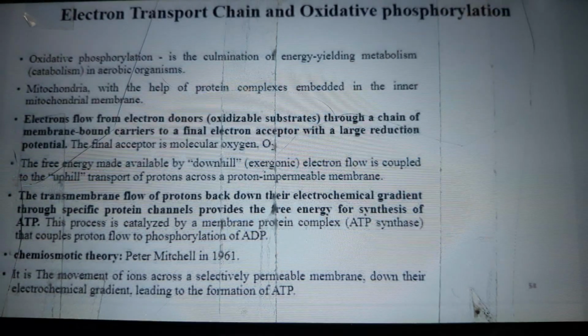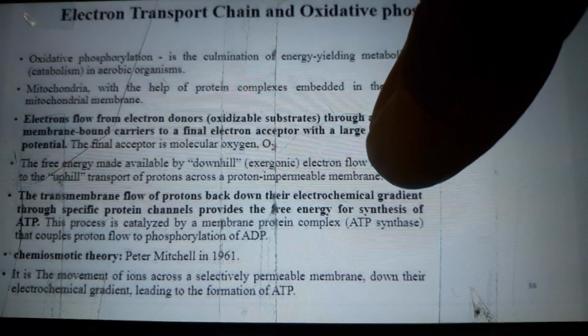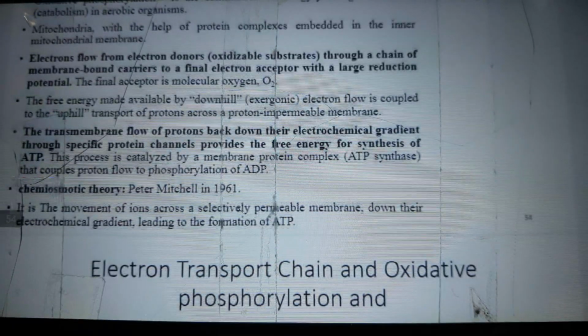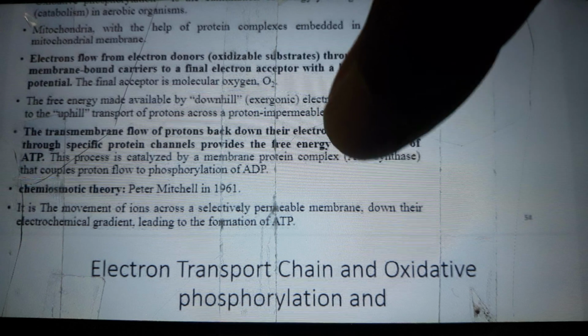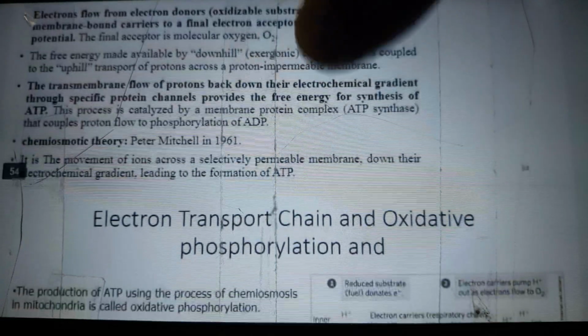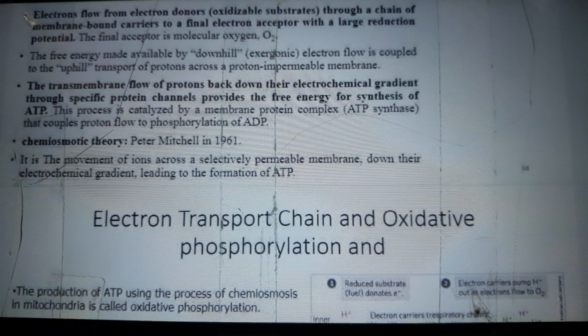Electron-transport chain and oxidative phosphorylation. Oxidative phosphorylation is the culmination of energy-yielding metabolism, catabolism, in aerobic organisms. It occurs in mitochondria with the help of protein complexes embedded in the inner mitochondrial membrane. Electron flow from electron donors, oxidizable substrates, passes through a chain of membrane-bound carriers to a final electron acceptor with a large reduction potential. The final acceptor is molecular oxygen, O2.